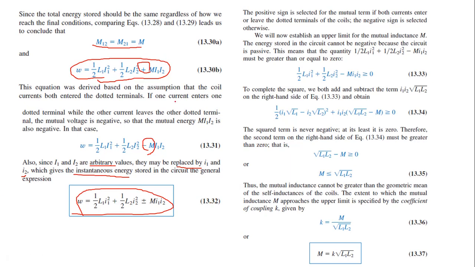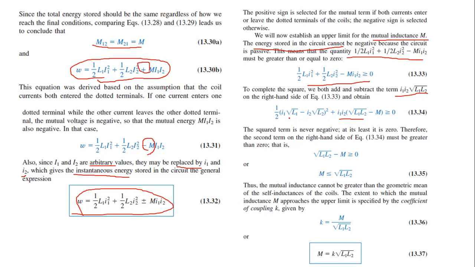Okay, now we are going to derive the condition for mutual inductance, the upper limit for the mutual inductance. Now we know that the energy stored in the circuit cannot be negative because the circuit is passive in nature. So obviously the energy stored cannot be negative. It means that this value of energy should be greater than or equal to 0, right? So to simplify, we are going to add and subtract this term in this equation: I1 I2 root of L1 L2. So you can see that here we have added the term.